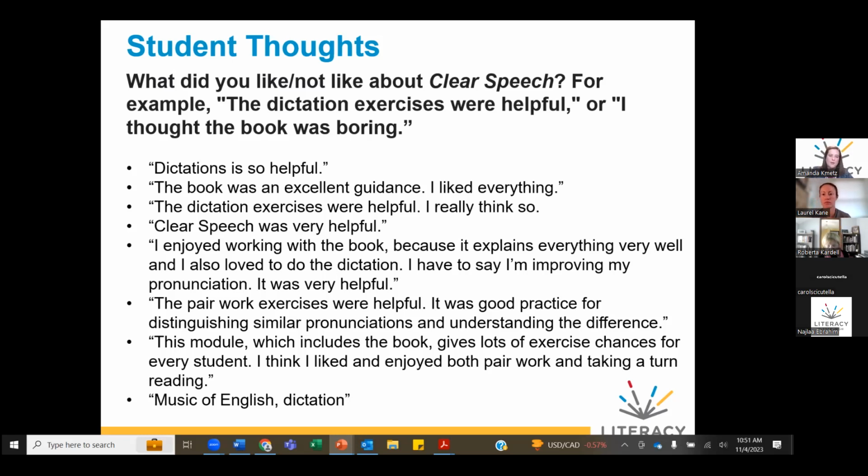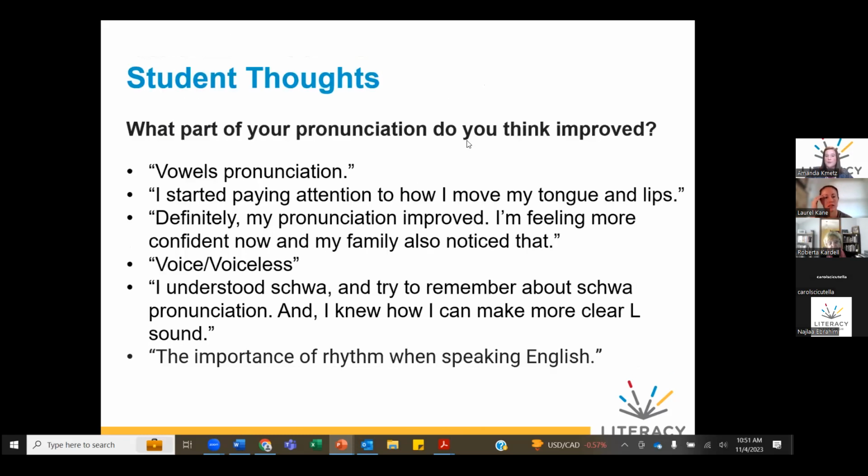It was good practice for distinguishing similar pronunciations and understanding the difference. This module, which includes the book, gives lots of exercise chances for every student. I think I liked and enjoyed both pair work and taking a turn reading, music of English, dictation. We also see vowel pronunciation. I started paying attention to how I move my tongue and lips. Definitely my pronunciation improved. I'm feeling more confident now, and my family also noticed that. Voice and voiceless, I understood schwa and try to remember about schwa pronunciation. And I learned how I can make more clear L sound, the importance of rhythm when speaking English.